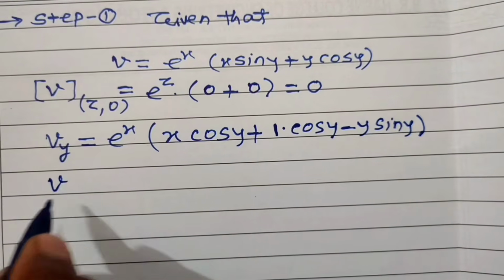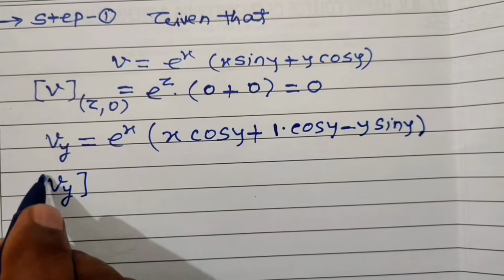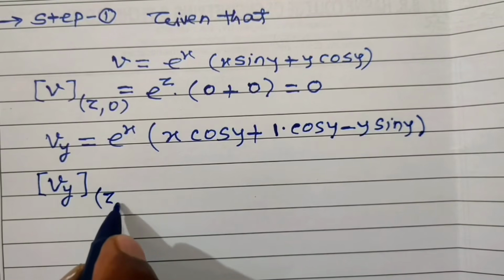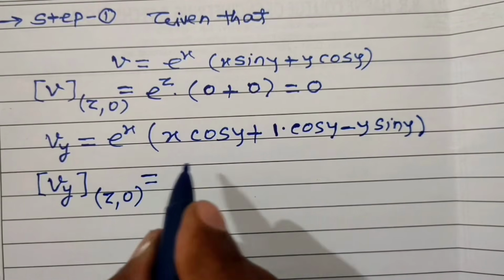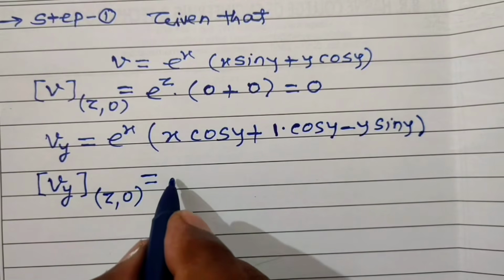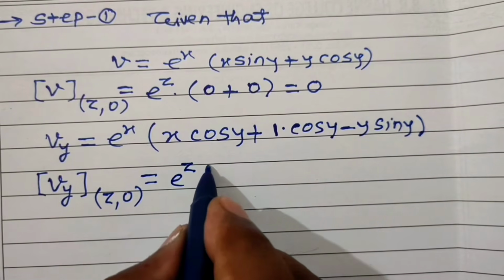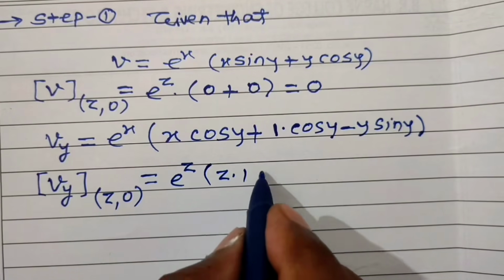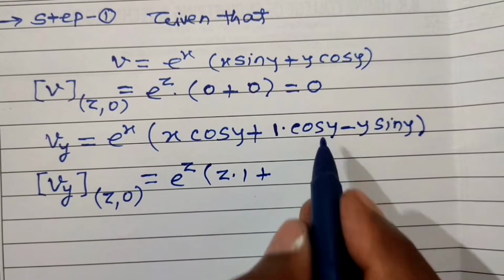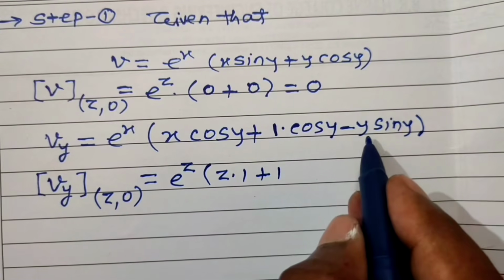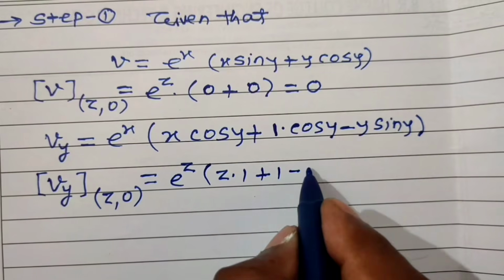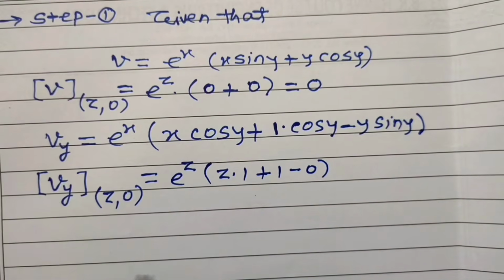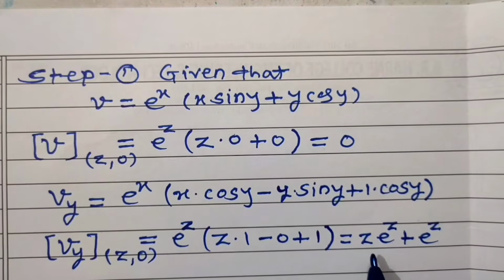Let us find the partial derivative of v with respect to y, replacing x by z and y by 0. Here, replace x by z and y by 0. E to the power z into bracket z into cos 0 is 1 plus 1 into cos 0 is 1 minus 0 into something, that is equal to 0. Hence, Vy at z comma 0 is equal to z into e to the power z plus e to the power z.